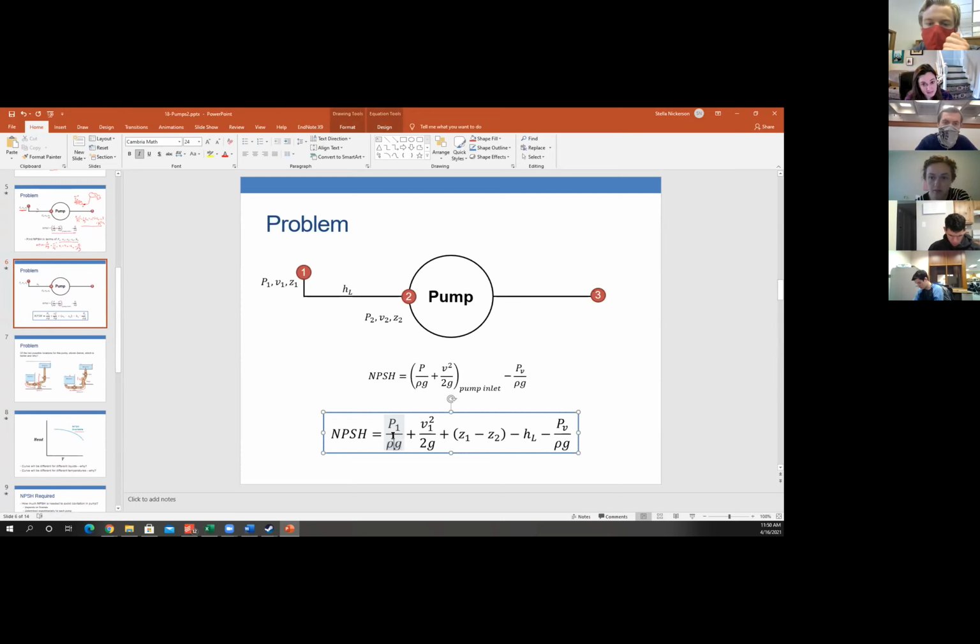That's not as big though. The main thing that temperature does is it changes this, and it means you have less net positive suction head available.